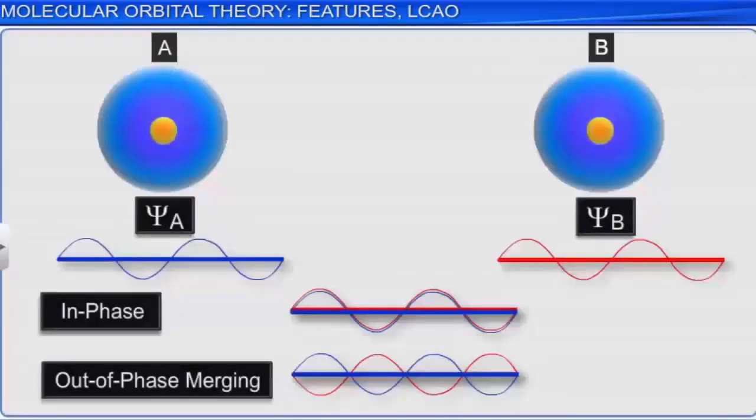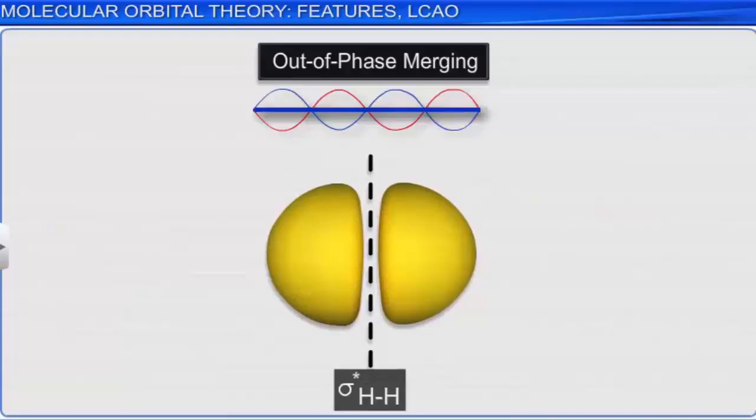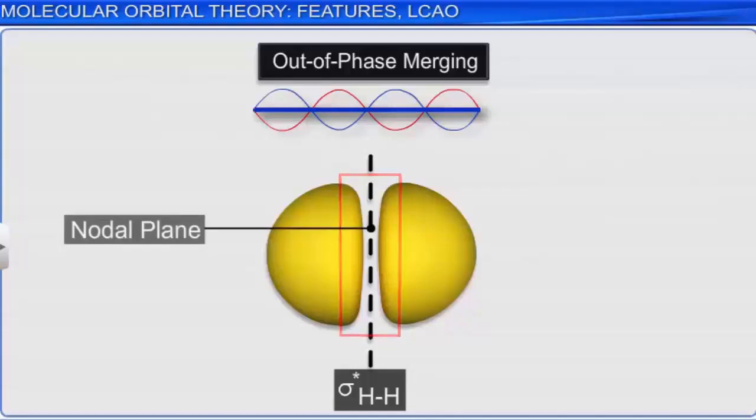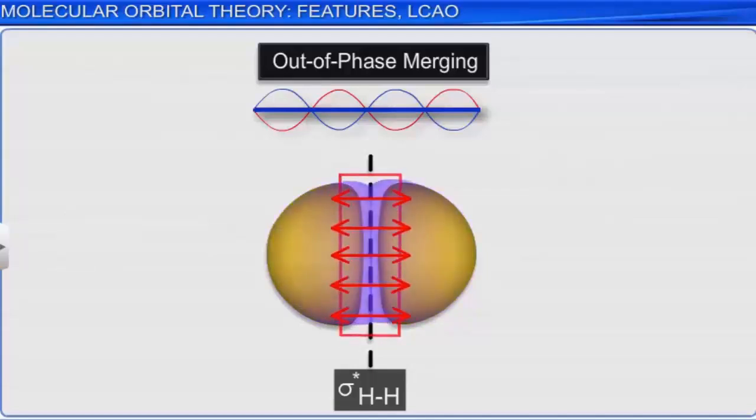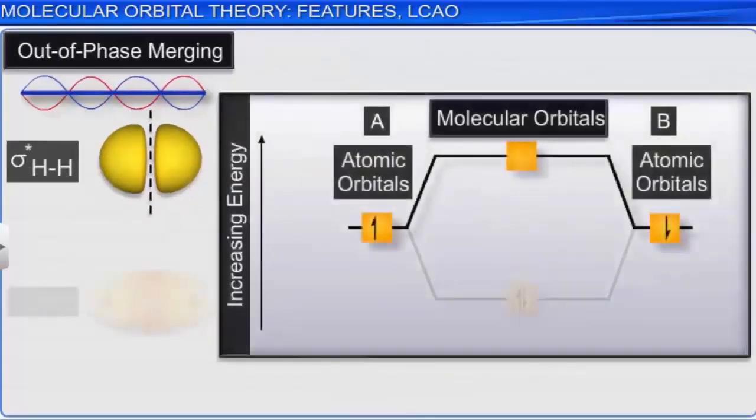When the two electron waves are out of phase, they form antibonding molecular orbitals. Here, the electron density between the two nuclei is reduced such that it is zero at the nodal plane. This leads to mutual repulsion of the electrons. As the energy of the mutual repulsion is more than the attraction between the electrons and the nuclei, the net orbital energy increases.